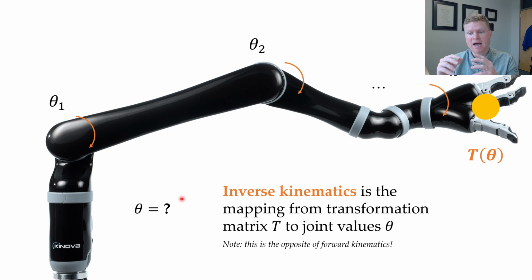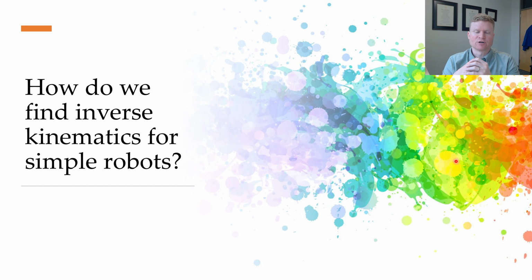Inverse kinematics is a mapping from the transformation matrix back to the joint values. And you'll notice that this is the opposite of forward kinematics. In forward kinematics, I'm given theta and I'm trying to find T. And here I'm given T and I'm trying to figure out what theta could be to get that transformation matrix. Okay. So now that we have a rough understanding of what inverse kinematics is, I want to figure out how I can find these inverse kinematics for some pretty simple robot arms.